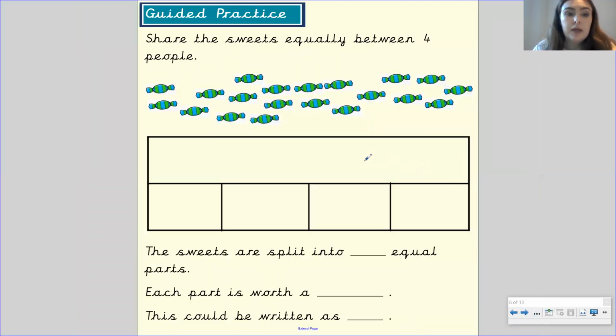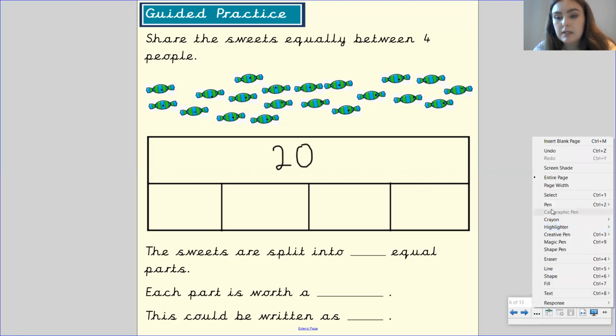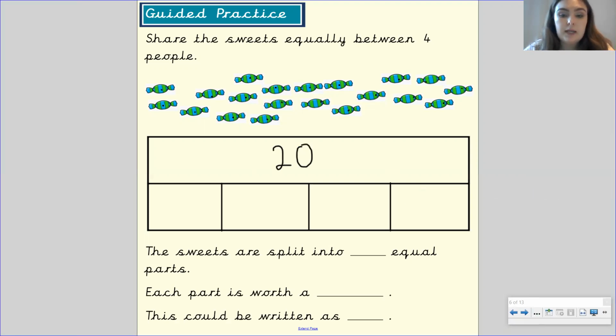Okay, so here we need to share these sweets equally between 4 people. So what we're going to do first is count how many sweets we have. So count with me. 1, 2, 3, 4, 5, 6, 7, 8, 9, 10, 11, 12, 13, 14, 15, 16, 17, 18, 19, 20. So we have got 20 sweets all together. Now what we need to do is share them equally between 4.